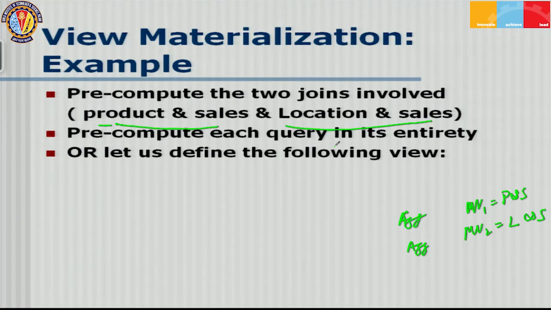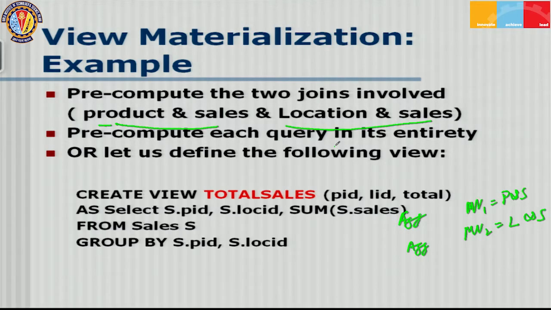The other option is to pre-compute each query in its entirety, but that is not an option because I don't have enough space for this. Or let us say we define the following view. Actually, this should be a materialized view. So create a materialized view total sales, which is PID, LID, and total, that is product ID, location ID, and total, as select from this, grouping by PID and LID.